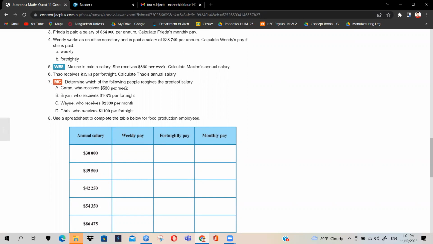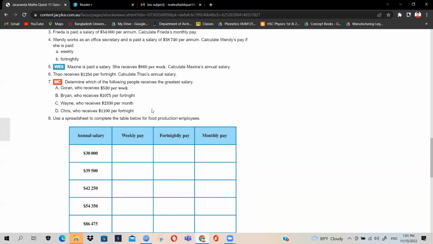Determine which of the following people receives the most. Okay, so we can do this one. This one is interesting. Goran receives $530 per week. Brian receives $1075 per fortnight, Wayne $2330 per month and Chris $1100 per fortnight.